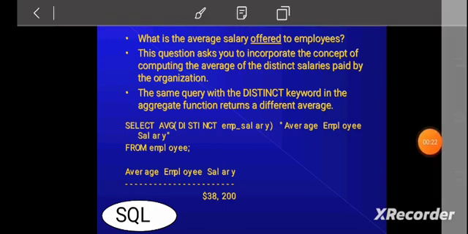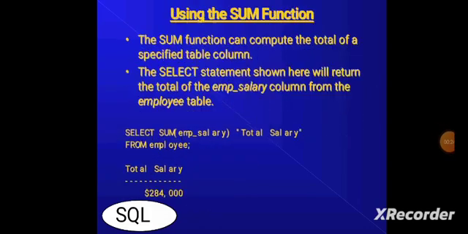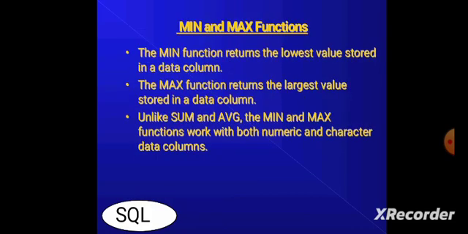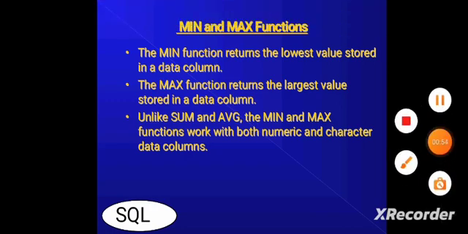Then the next function is the sum function. The sum function is also used to find the sum of the values in a column. However many values are placed here, we may add them up using the sum function. Then the maximum and minimum functions. The maximum function is used to find the maximum value in a column, and the minimum function is used for finding the minimum value in a column. So these are the main aggregate functions.